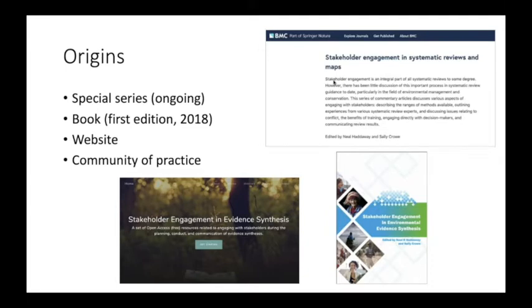And then the other thing that we wanted to do was to build a community of practice of people interested in conducting and learning and sharing experiences around stakeholder engagement, to really push forwards practices of stakeholder engagement and reporting of stakeholder engagement in evidence syntheses.